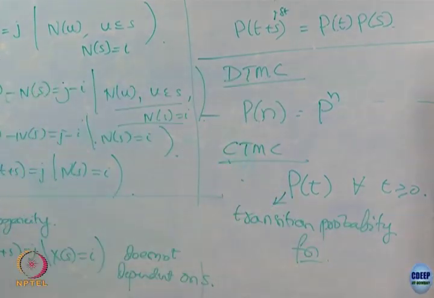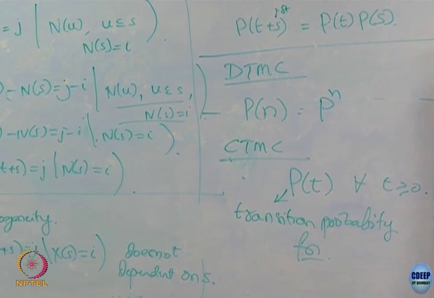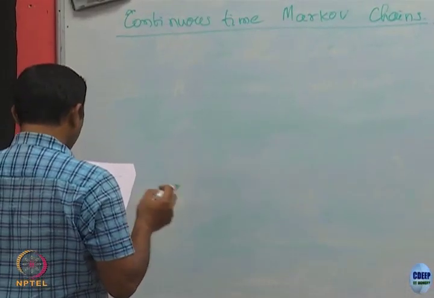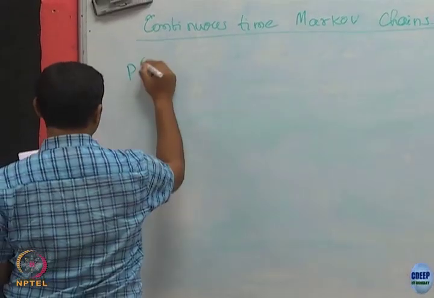Because it has to be specified for every t. So for every t it is a matrix, and we are just going to call it the transition probability function. Now you can verify that, simply I am going to write the finite dimensional distributions for this.